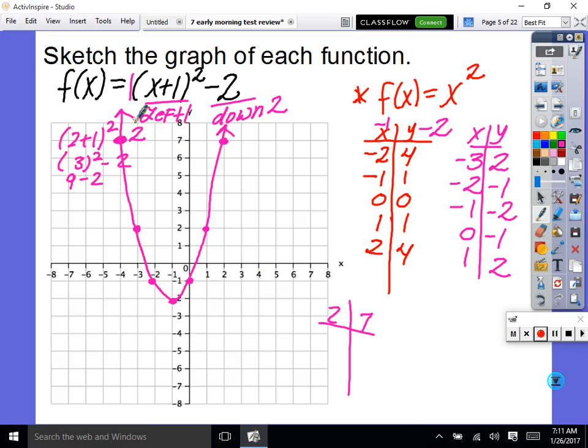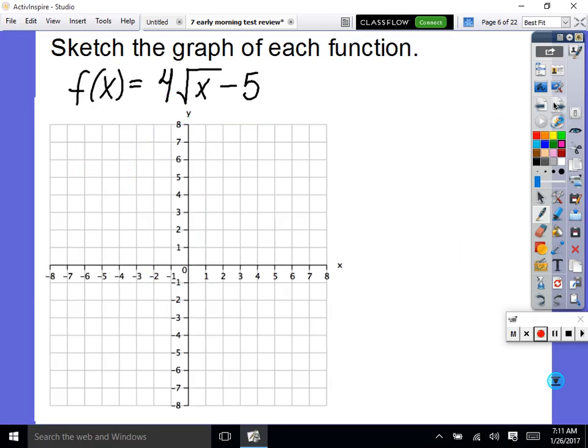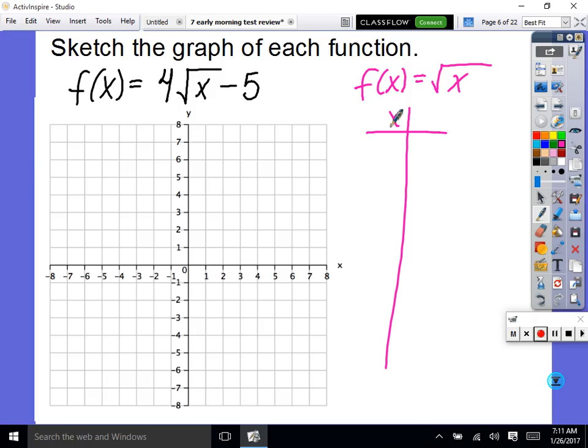Everybody knows? Confused? Okay, cool. Next one, sketch the graph. So you'd say, okay, this is a parent function, f of x is equal to the square root of x. Let's make plenty and plenty of x, y points here.